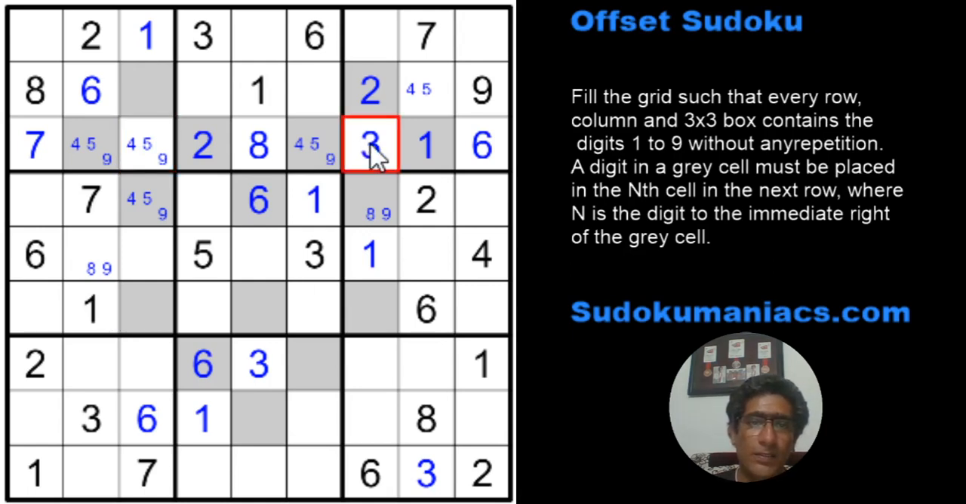Okay. This is a 3, this is a 3. So these would be the pencil marks for the 3. This becomes a 3 by classic rule. And since 3 is on the gray cell, the right side digit would be the position of 3 in the next row, which is the 7th cell. So I get a 7 here. And I have a 4, 5 again. And this again becomes a 4, 5, 9.